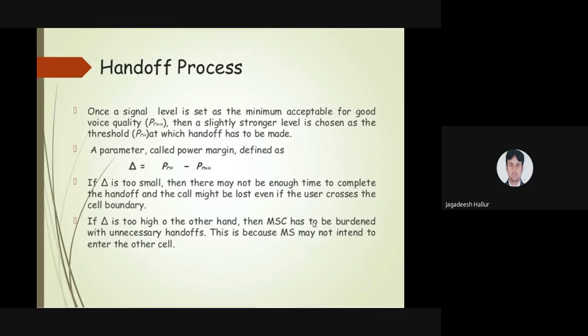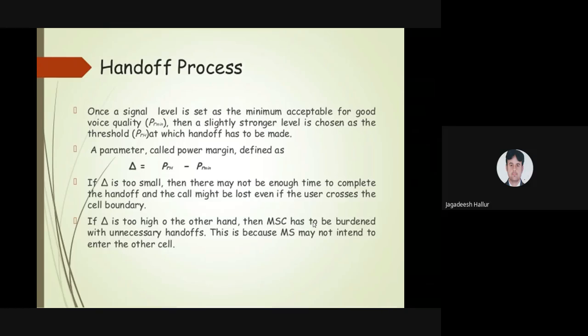This handoff process mainly depends on the power margin. That power margin has to be assigned by del. The del is equal to PR of H minus PR of min. You have to write this. They will ask you in the MCQ for a definition of handoff, and the power margin: del is equal to PR of H minus PR of min.